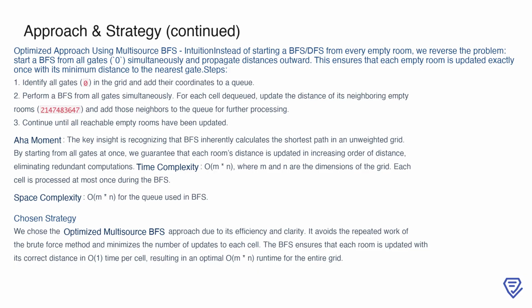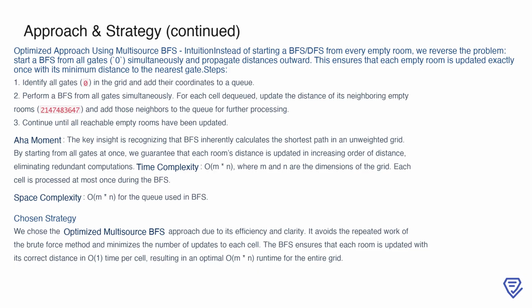The process begins by identifying all gates in the grid and adding their coordinates to a queue. Then, a BFS is performed from all these gates at the same time. When a cell is dequeued, its neighboring empty rooms are updated with the distance from the nearest gate, and those neighbors are added to the queue for further processing. This continues until all reachable empty rooms have been updated.